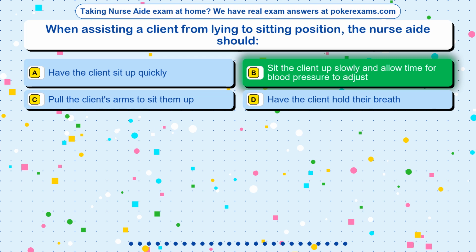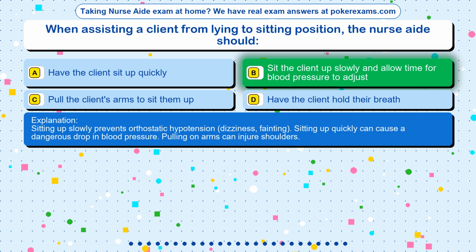The correct answer is option B. Sit the client up slowly and allow time for blood pressure to adjust. Sitting up slowly prevents orthostatic hypotension, dizziness, and fainting. Sitting up quickly can cause a dangerous drop in blood pressure. Pulling on arms can injure shoulders.